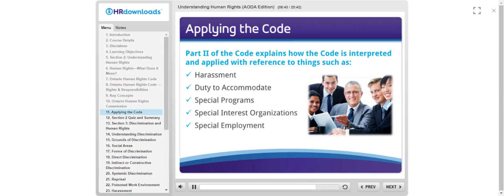And special employment. Under the Code, special employment programs can hire individuals who have the same culture, religion, or background as the people they provide services for. Special employment programs could include religious schools or colleges, community benefit groups such as mutual aid societies, and social or cultural clubs that serve a particular ethnic group.